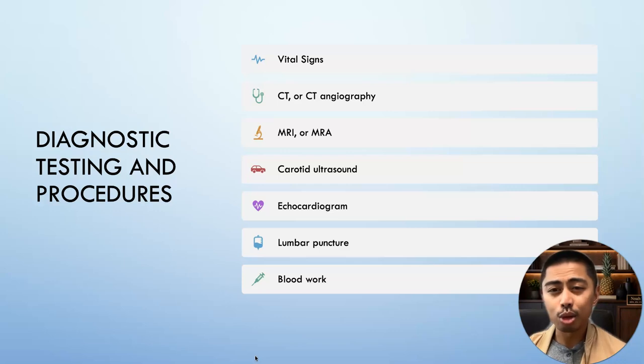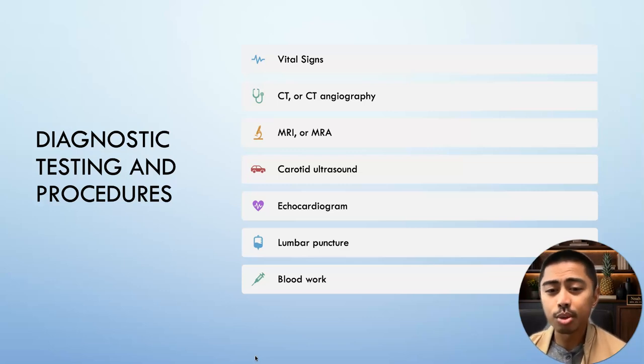For the diagnostic testing and procedures, get your vital signs first, and then if you need a cost-effective, fast way to detect a bleed, we use a CT or a CTA. So again, that's going to detect a bleed, any vascular occlusions, any acute changes. The MRI or MRA is more sensitive for ischemia, soft tissue damage, or anything that has to do with the brainstem or cerebellum. And if there's any kind of stenosis or embolic risk, we can evaluate the carotids with the carotid ultrasound. And we know for stroke, there can be a cardiac etiology, so we can use an echocardiogram to look for any cardiac source for the emboli.